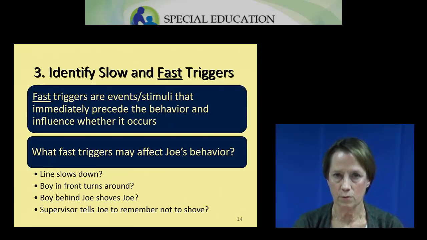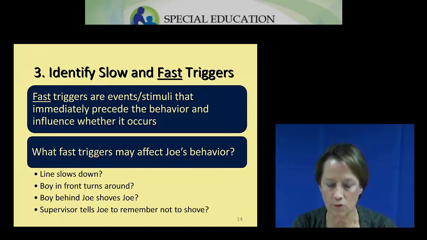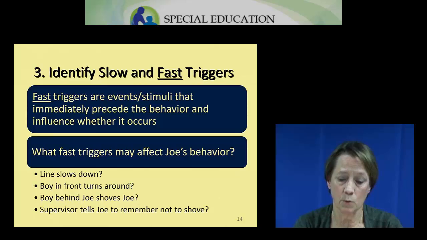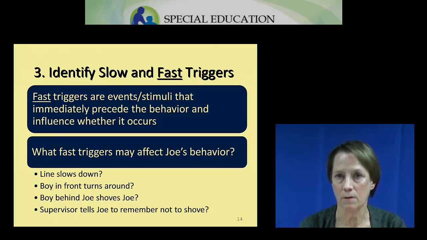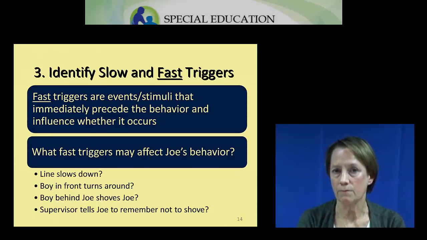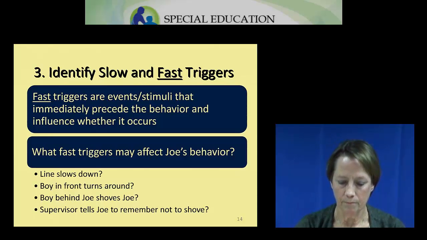Now we're going to look at fast triggers. Fast triggers are the events and stimuli that immediately precede the behavior, and they strongly influence whether it's going to occur. So let's think about what might be some fast triggers that affect Joe's behavior. Does the line slow down? Does the boy in front of him turn around? Does the boy behind Joe shove Joe? Does the supervisor say something to Joe that makes him more frustrated and leads to the challenging behavior? Any one of these could be a fast trigger, and we're going to have to study these to figure out what are the things that actually are influencing Joe's behavior.